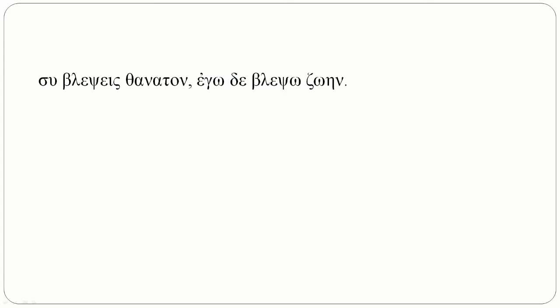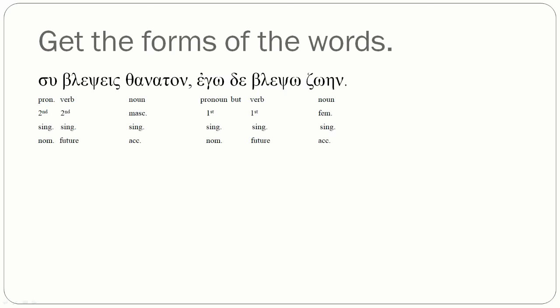Okay, next sentence. Yeah, we're doing a lot of these. I want to make sure that we're going over these so you have a chance to get to know these prepositions. Okay, su blepses thanaton. Ego de blepso zoein. Su blepses thanaton, ego de blepso zoein.